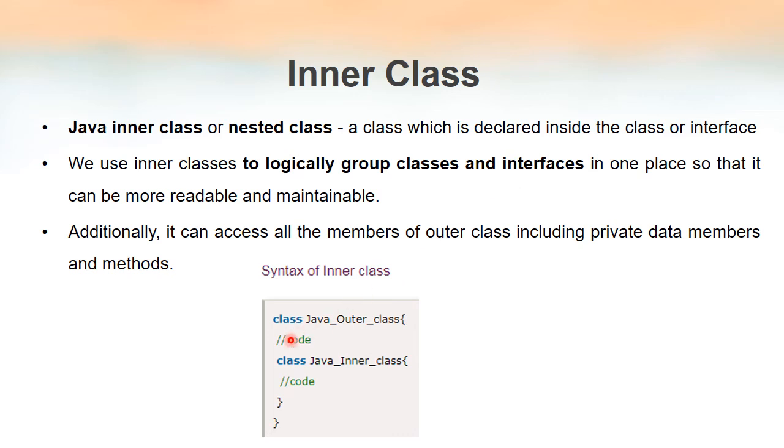You can see the syntax here. We have one outer class here. Inside this pair of curly brackets of this outer class, we are creating another class that is known as the inner class. When we do this, the inner class can access all the variables and methods of the outer class also.